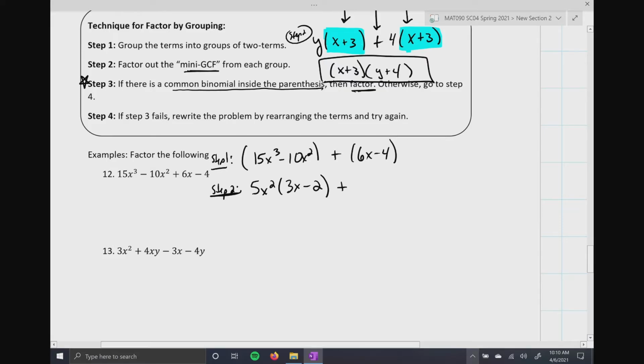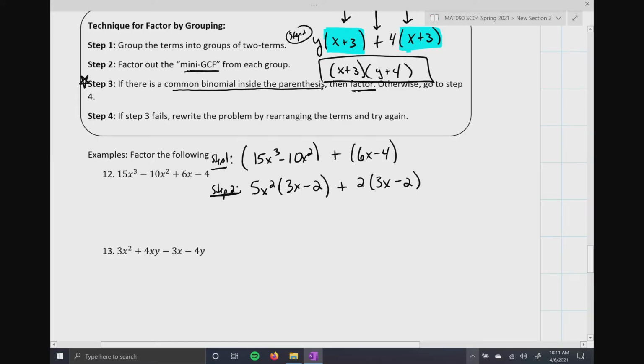Copy down that sign. We're going to do the same thing, but for the second group. Let's find that mini GCF. 6x minus 4. I can factor a 2 out, and that's it. So from here, I'm left over with 3x minus 2 inside the parentheses. Am I doing this correctly? Am I on the right path? Yes or no?